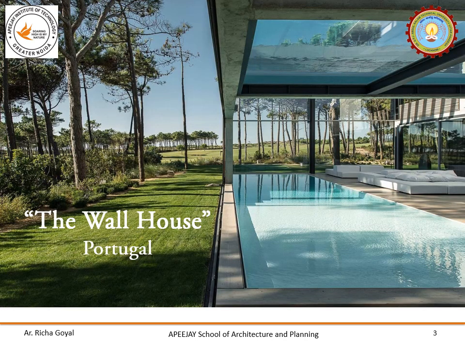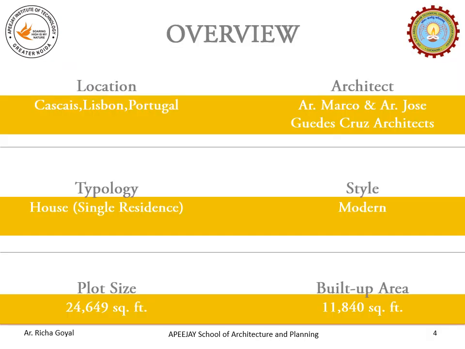So this is a case study of a house which is called the Wall House. It is located in Portugal. Now coming on to the overview of the project. The building is located in Cascais in Lisbon in Portugal. Architect Marco and architect Jose had designed this project. It is a single residence.